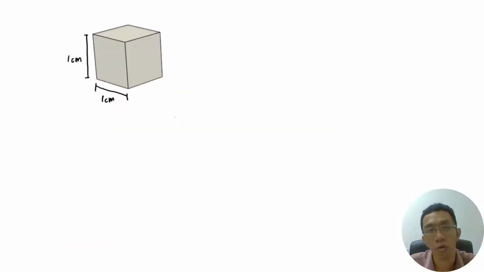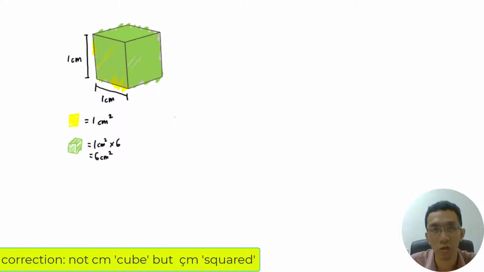Let's say each side of our sugar cube is 1 centimeter in length, around this size. This face will possess an area of 1 square centimeter. This is the total surface area of this cube.